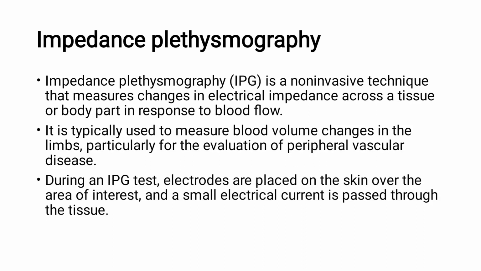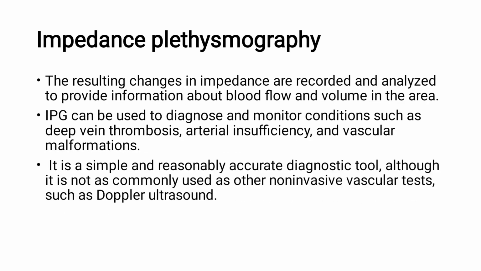During this impedance plethysmography test, we need to place the electrodes on the skin. Then a small electric current is passed through the tissue. Then the resulting changes in impedance will be recorded and analyzed. This will provide the information about the blood flow and volume in that particular area.